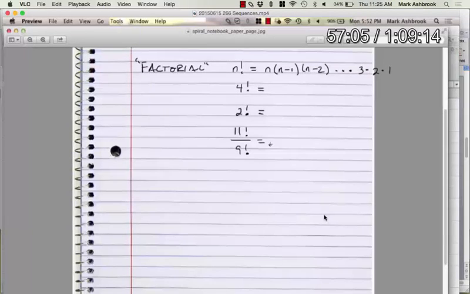Okay, how about this? 11 factorial over 9 factorial. Is it 2 factorial? It's 11 times 10. Everyone work on it. Which one are we doing? 11 factorial over 9 factorial. It's not that. Just write it out so it cancels. It's just the difference of the. So it wouldn't be 2 factorial. Write it out.